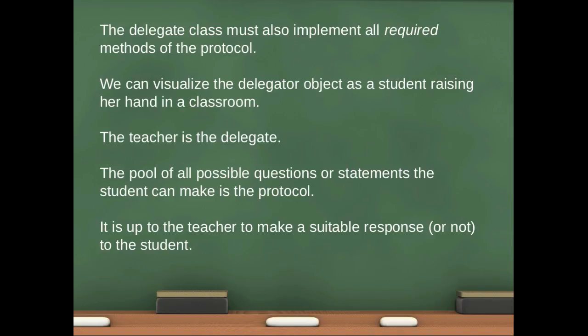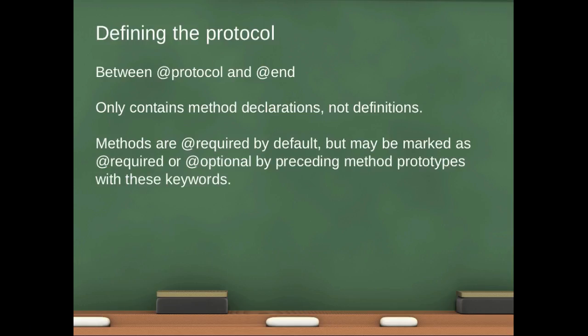So what does a protocol look like? We define a protocol between a pair of @protocol and @end directives. A protocol will only contain method declarations. It won't contain definitions. In iOS 5, a protocol can also contain properties, but we're not going to talk about that right now. We'll get to that later if and when we need to.